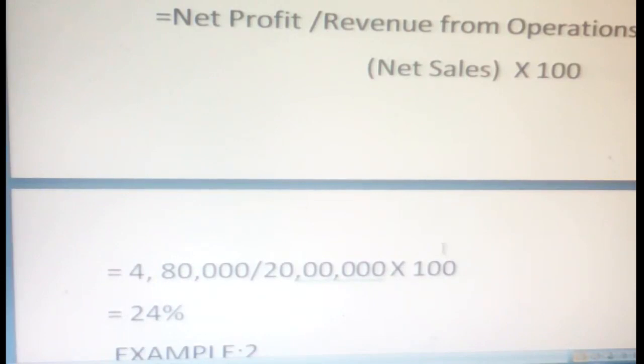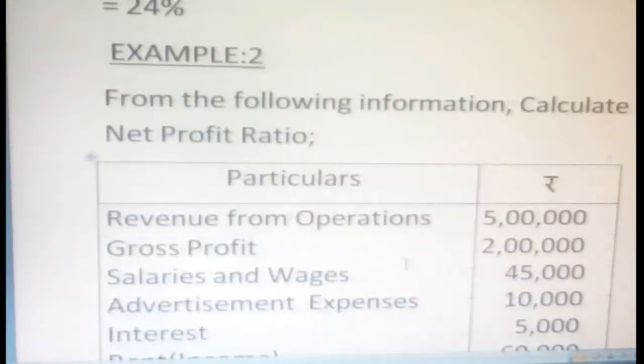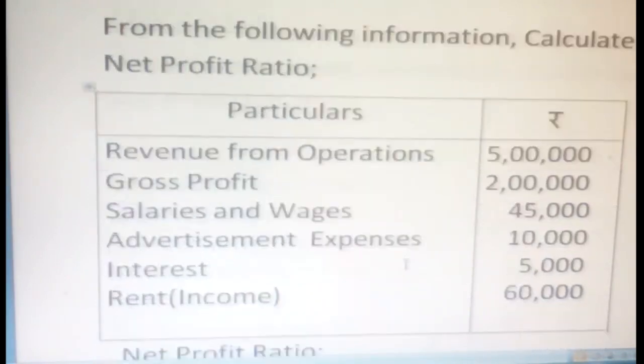Here, the calculation is very, very important. Okay. So for simplification, we get 25%. Now moving to our example 2 for net profit ratio. From the following information, calculate net profit ratio. Here the revenue from operation is 5 lakhs.